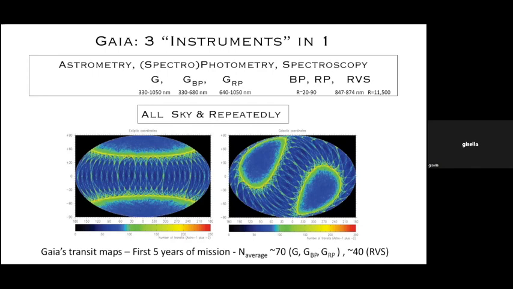Over the first 5 years, there has been a collection of, on average, 70 measurements in GBP and GRP, and 40 radial velocity RVS measurements on average. But if you are in these northern regions of the Gaia scanning law, the number of observations is much larger. You can reach over 200 measurements in G.